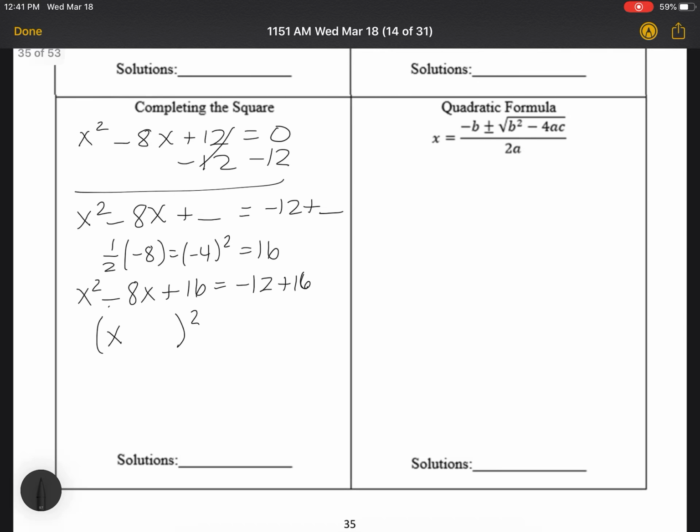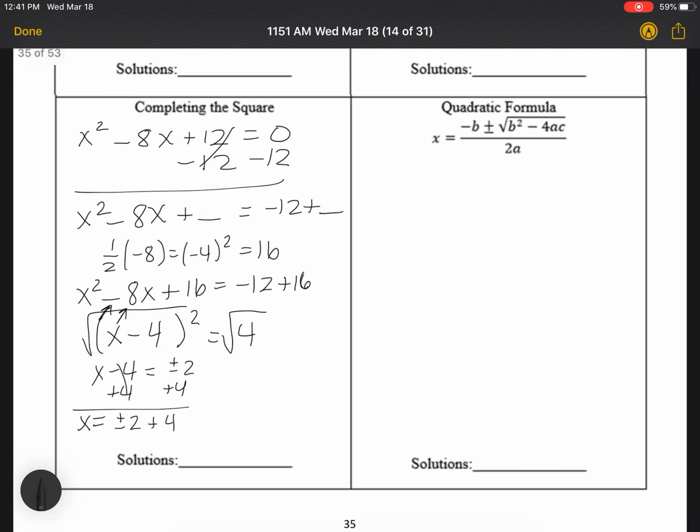Okay, I'm going to use the shortcut here. Same sign and half of the b value, so x minus 4 on the inside. And negative 12 plus 16 gives us positive 4. Finally, just gotta get x by itself, so I'm going to square root both sides. Don't forget your plus or minus on the right hand side. Square root of 4 is plus or minus 2, and then finally add 4 to get x alone.